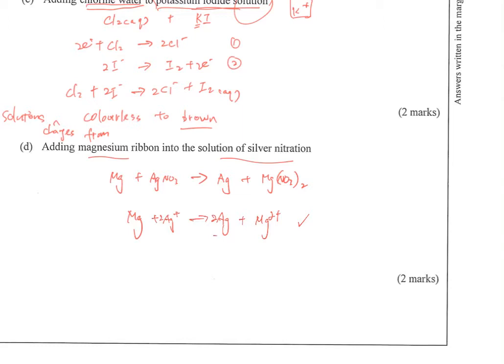And then Ag formed. We know it's a solid, so we normally don't say silver, but we say silvery solid, okay, silvery solid forms. You can say form on the surface of Mg. Okay, that's it.